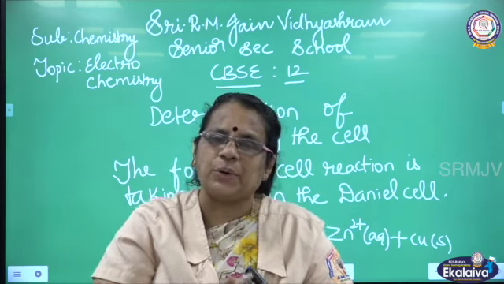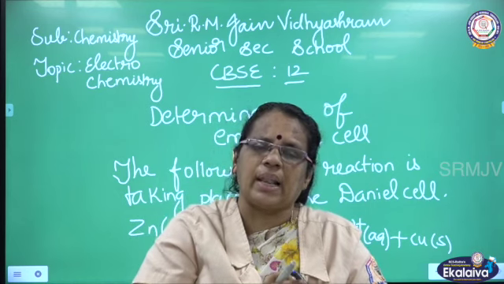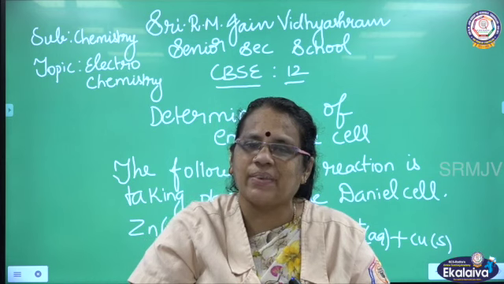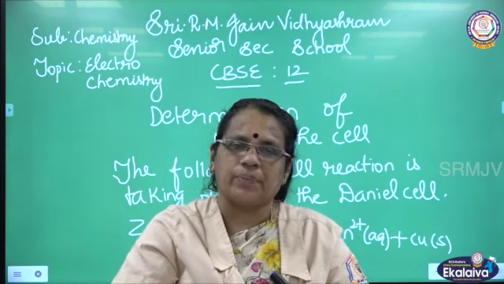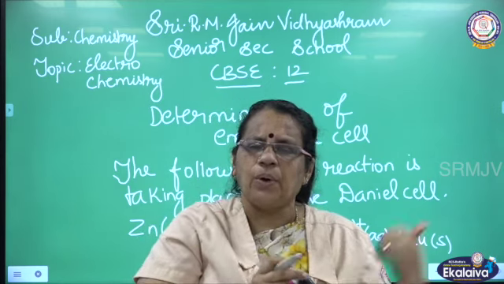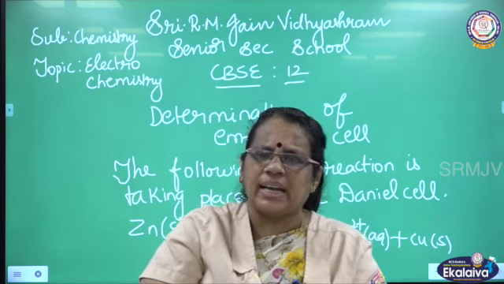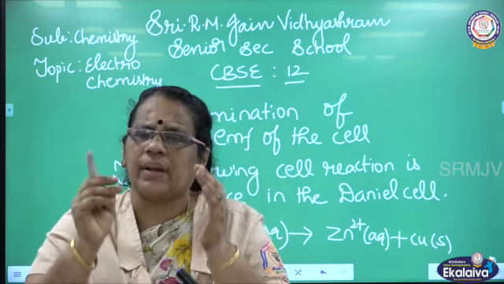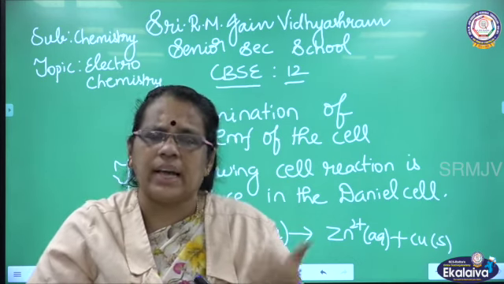In the last class, I told you the EMF of the cell measured at the end of the redox reaction in the Daniell cell. What have we seen? It is 1.1 volt. Let us confirm whether it is correct. So, I am taking the following cell reaction as an example. We are going to work out the cell potential of the Daniell cell.